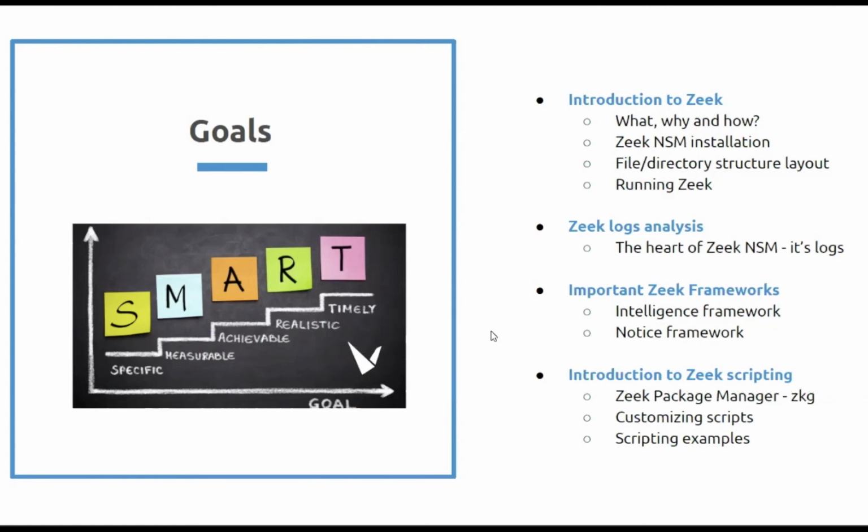We will be focusing on the Intel framework, which is the intelligence framework, and the second one is the Notice framework. Personally, when I started using Zeek, I got a lot of value right out of the bat when I started using the Intel and Notice frameworks. You don't even have to do much to get the Intel and Notice frameworks up and running in Zeek. We will go into a deep dive later in that third section on how you can make use of what the Notice and Intel frameworks produce in Zeek.